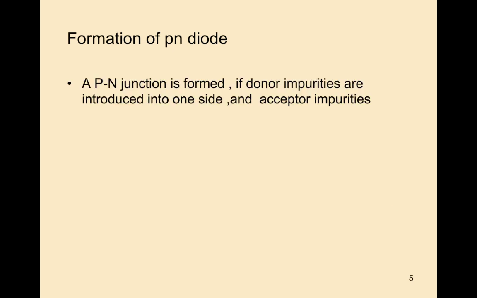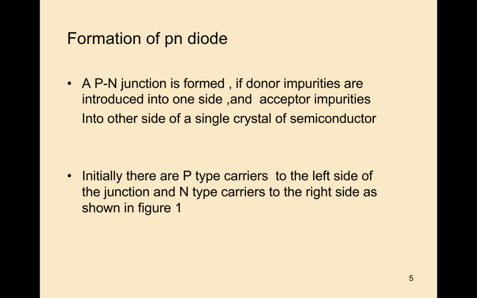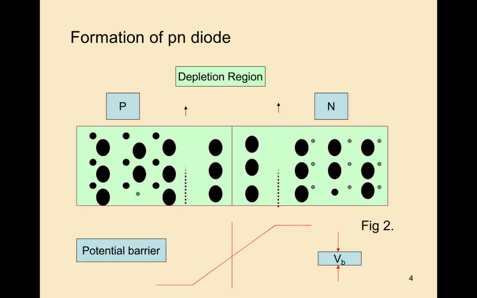A p-n junction is formed if donor impurity is introduced into one side and acceptor impurity is introduced into the other side of a single crystal of semiconductor. Initially there are p-type carriers on the left side of the junction and n-type carriers on the right side, as shown in the figure. So we observe this in the figure: the p-type semiconductor on the left side and the n on the right side.